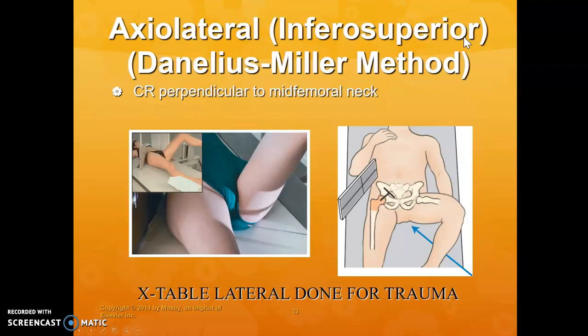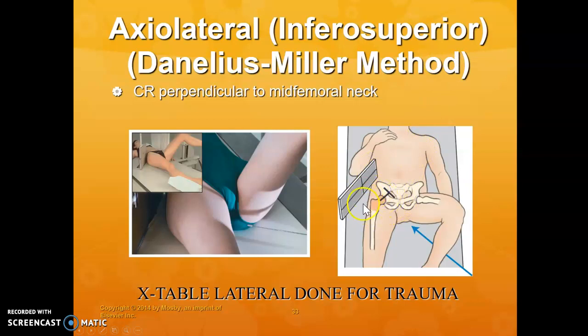We call it a cross table hip, but your textbook uses this terminology, and this will be the terminology that you will see on your board. So axial lateral, inferior superior. Why? Because you're shooting inferior, exiting superior. And this is named the Danelius-Miller method. So this is the trauma hip situation.